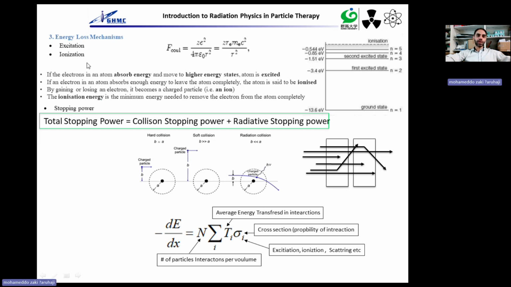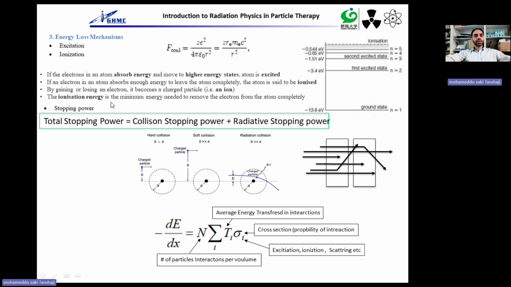Excitation and ionization: the electrons in the atom absorb energy and move to a higher energy state, and the atom is excited. If an electron in an atom absorbed enough energy to leave the atom completely, the atom is said to be ionized. By gaining or losing an electron, it becomes a charged particle. We call it an ion. And that's what we use to treat here in the Gunma Heavy Ion Medical Center. We have ions, and because it's from carbon, carbon is heavy, so we get heavy ion.